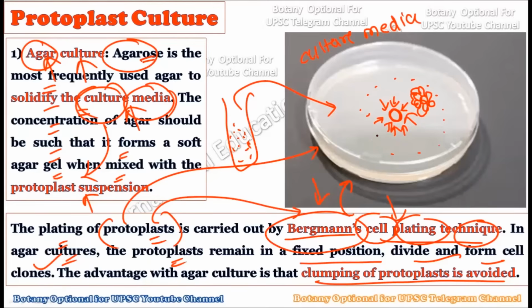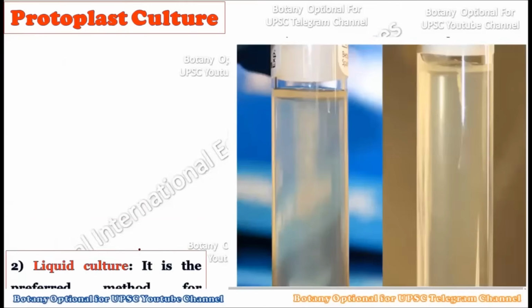So basically, we should create the agar gel, which is the semi-solid gel, and on this agarose media we can plant the protoplast by using a special technique called the Bergmann cell plating technique. Once the protoplast sticks to the media, it will remain fixed at one place. Then it will divide and redivide, and it will create the clones. And there is also one advantage: protoplast clumping will not happen here, because of the type of agar gel we are using.